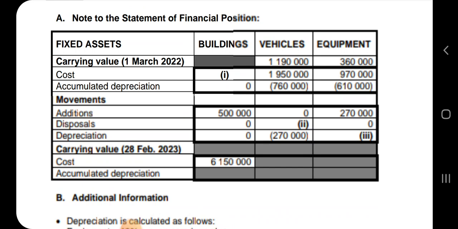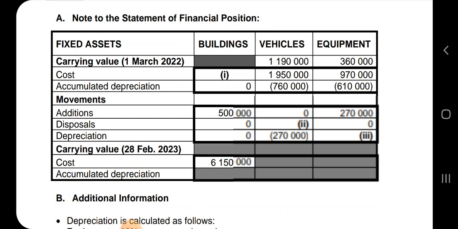So you can hold and see. Yes. So, guys, we have carrying value on the 1st of March 2022. And then we have cost, then we have accumulated depreciation, right? So those values at the top are the balances at the beginning of the financial year. And then movements where we have additions, disposals, and depreciation are movements during the financial year.